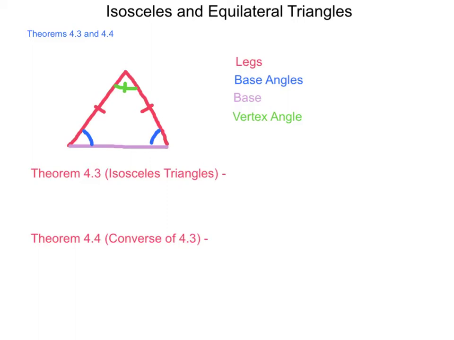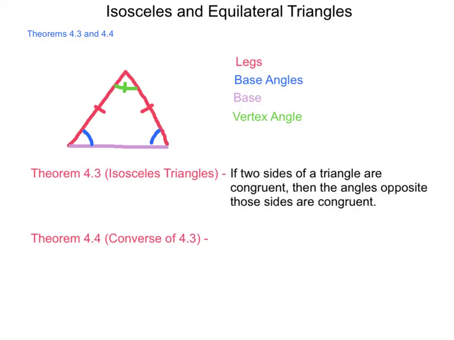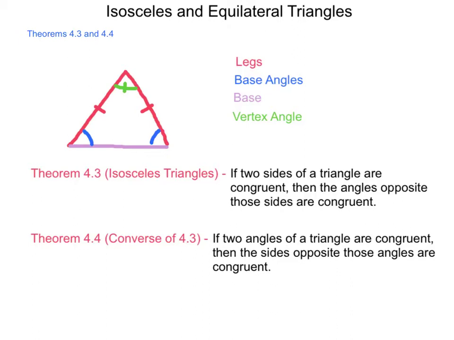First is Theorem 4.3, the isosceles triangle theorem. It states, if two sides of a triangle are congruent, then the angles opposite those sides are congruent as well. So here, our legs are congruent, and you notice that the base angles are congruent as well. Theorem 4.4 is simply the converse of Theorem 4.3. So it will read, if two angles of a triangle are congruent, then the sides opposite those angles are congruent. Just like a converse, we switched our if and then statements.